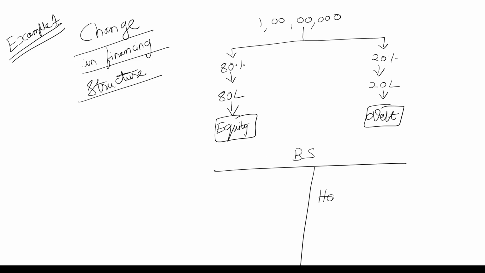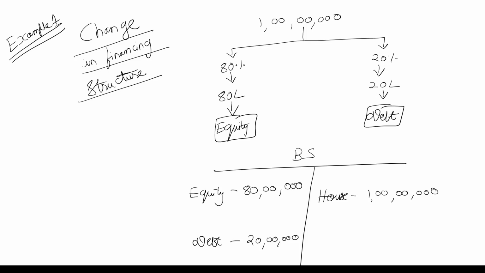So let me put the house here. The house is carried at 1 crore because that is the value of the house, and I have debt here, which is basically the loan, and that is going to be 20 lakhs, and I have equity here, and that equity is going to be 80 lakhs.